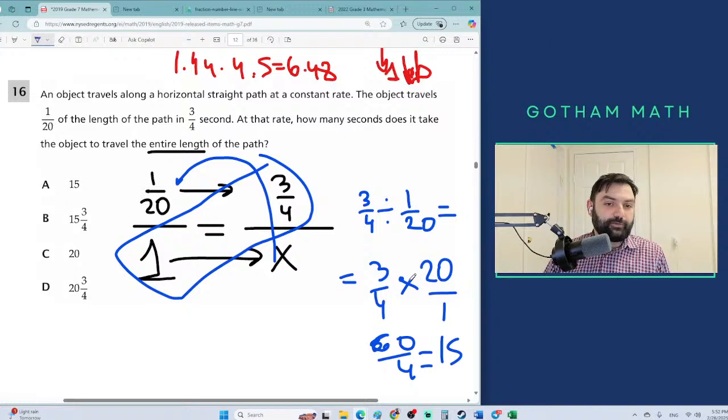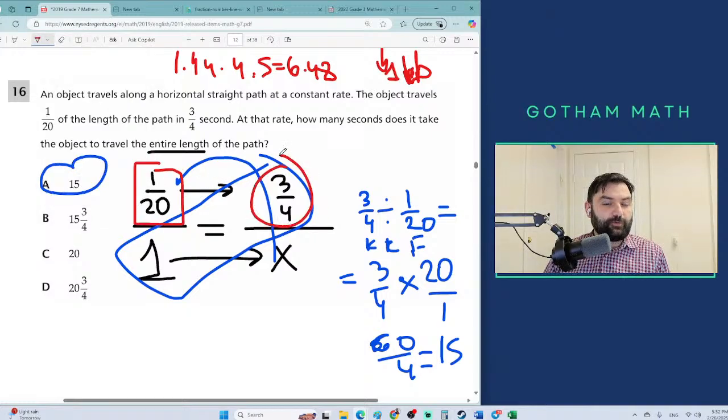You can do it on a calculator: 3 times 20 over 4. It doesn't matter. Once you have this and you did keep change flip, you will get your answer, 15, answer A. Okay? Again, putting in the proportion, how long will it take? 1/20th it takes to do in 3/4 of a second. 1 whole in x seconds. This is how it is. It's kind of like you're asking a proportion a question and it answers.